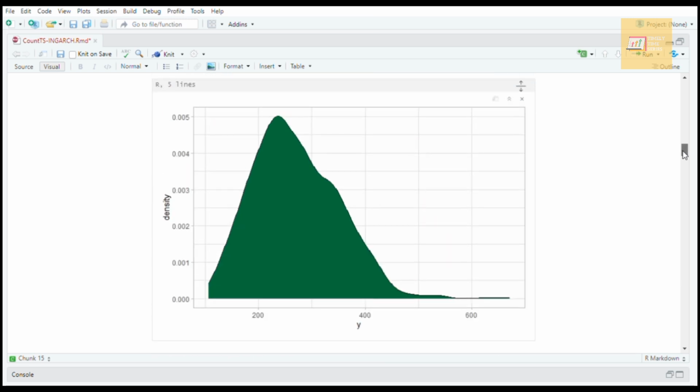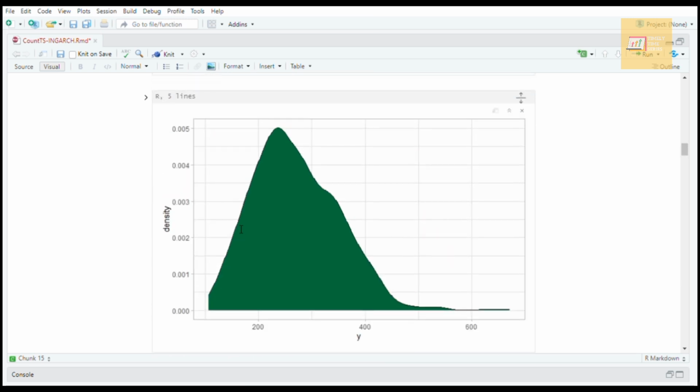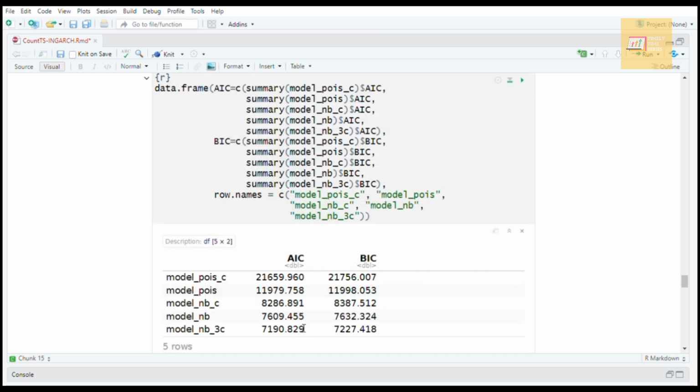Earlier I had a guess that this could be a Poisson distribution with high rate, and the other guess was that this is a negative binomial. Now I think we can safely rule the Poisson distribution out. And among the models using negative binomial distribution, we can see that model NB with 3 covariates has the lowest AIC and BIC scores.